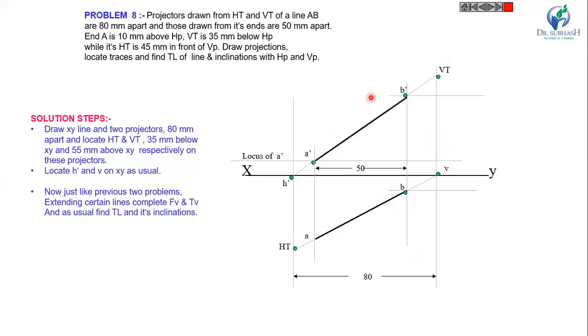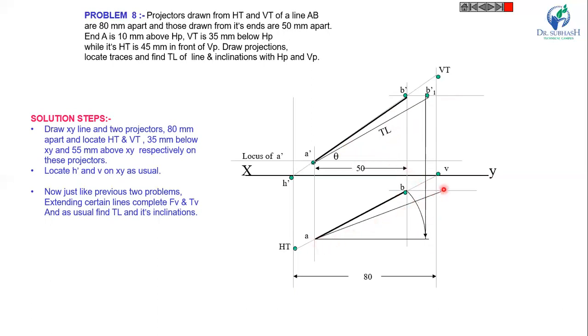Now draw the locus of B dash, B1 dash, B and B1. So now with A as center and AB as radius, draw an arc in this direction. Now extend up to the front view. So this point is B1 dash, join A dash B1 dash. It's a true length. And the inclination of the true length is theta.